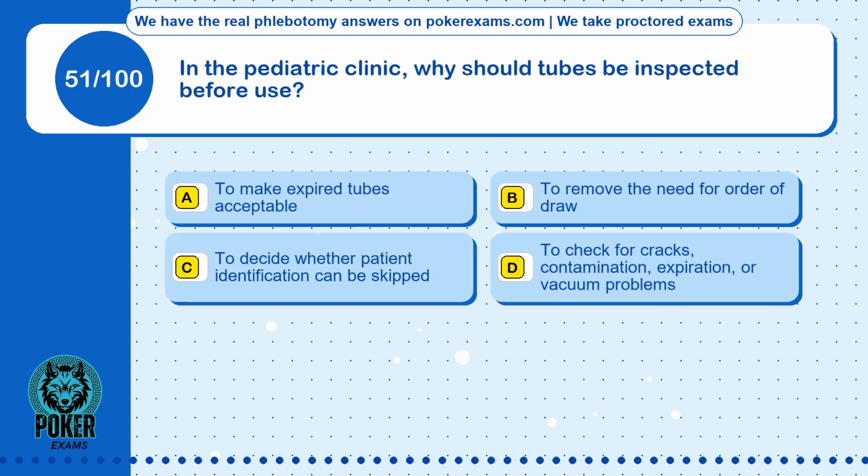Question 51. In the pediatric clinic, why should tubes be inspected before use? Option A. To make expired tubes acceptable. Option B. To remove the need for order of draw. Option C. To decide whether patient identification can be skipped. Option D. To check for cracks, contamination, expiration, or vacuum problems.